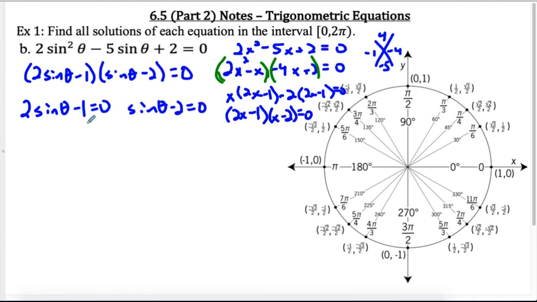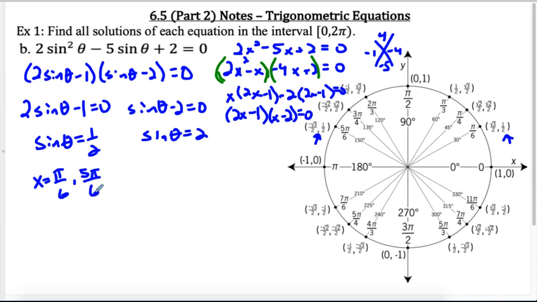Here, I would add 1, divide by 2, get sine of theta equals 1/2. Here, add the 2 over, and I'll get sine of theta equals 2. So here, on the unit circle, looking for where sine is 1/2, that ends up being the same as the first example, right? We get pi over 6 and 5 pi over 6. And again, we're just looking for the values between 0 and 2 pi on this example, so I do not need to tack on the plus 2 pi n.